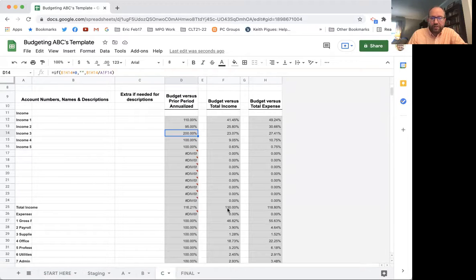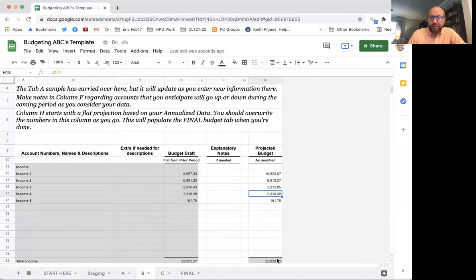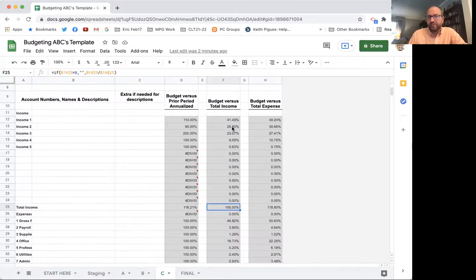So scroll down here, you'll see total income is showing up as 100%. So now it's evaluating what percentage income 1 is of your total. So of your total income in the budget, 25,629, it's saying that income 1, 10,000, is just over 40%. And so this is a great way to look at the relative weight of various income categories. We're about 40% dependent on income 1, roughly 25% in this budget on incomes 2 and 3.